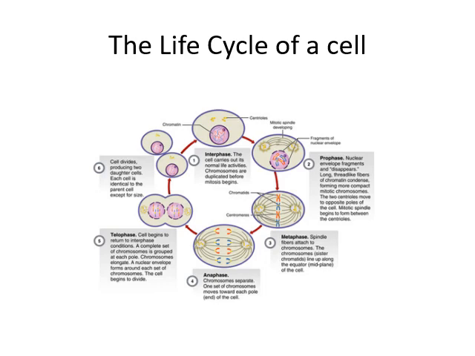So here is the diagram as per your textbook, showing you in a little bit more detail the different phases of the cycle of the cell, going through the interphase, going through the prophase, the metaphase, the anaphase, the telophase. The cell divides, producing two daughter cells. Each cell is identical to the parent cell, except for size.